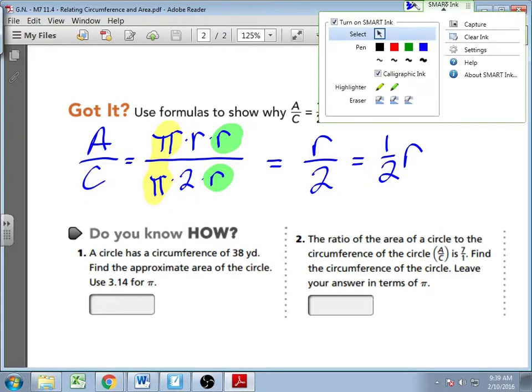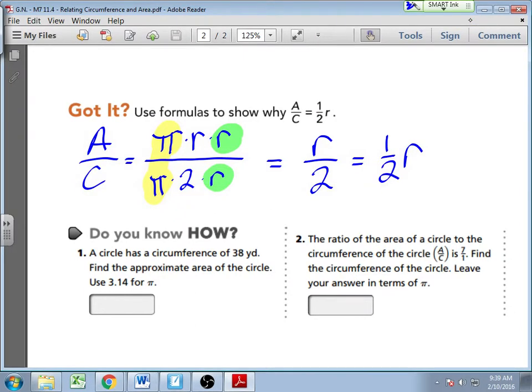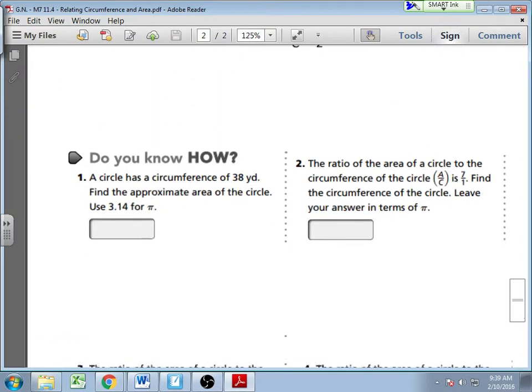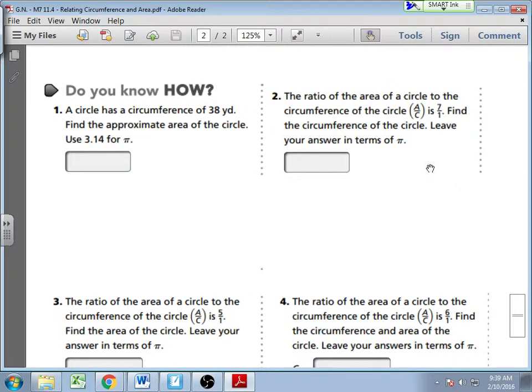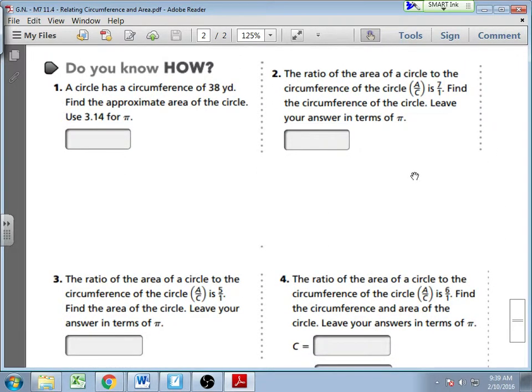So we're going to try these final do you know how problems. I'm going to give you 4 minutes, a minute per problem to try to get all 4 of these done. And then we're going to come back and see who is on their A game today. So you have 4 minutes starting now. You can get these done. A minute per problem, that's okay.